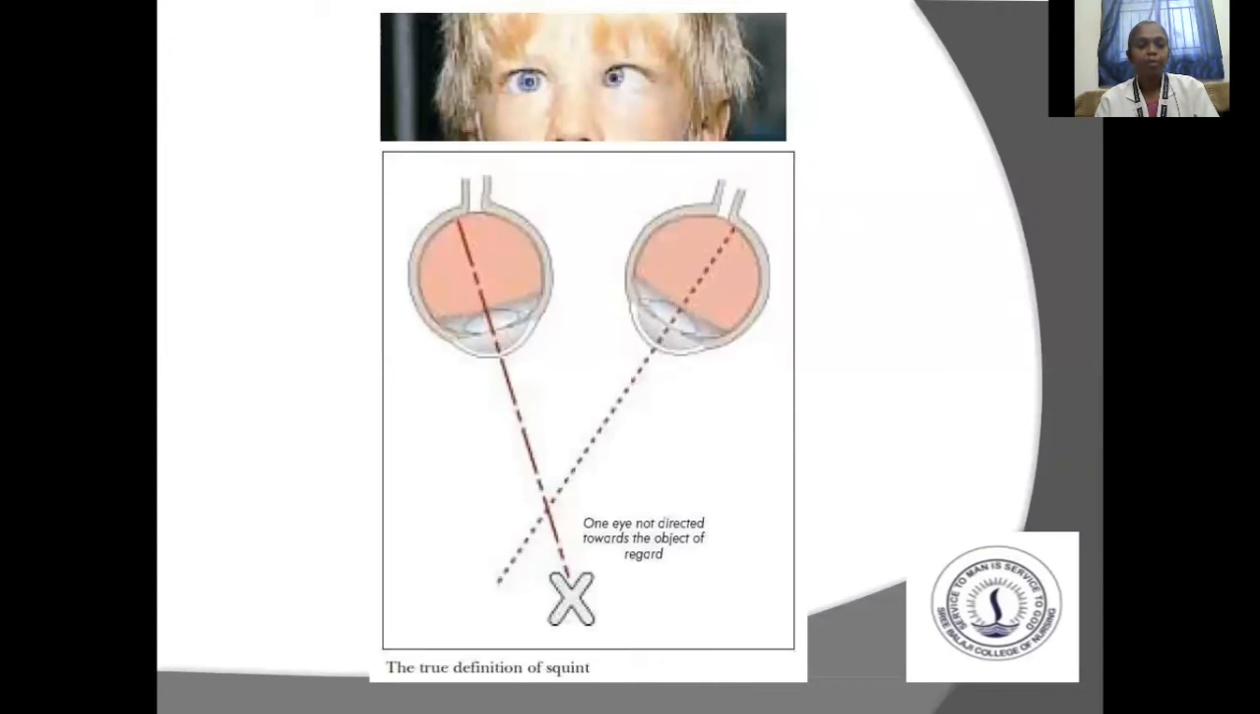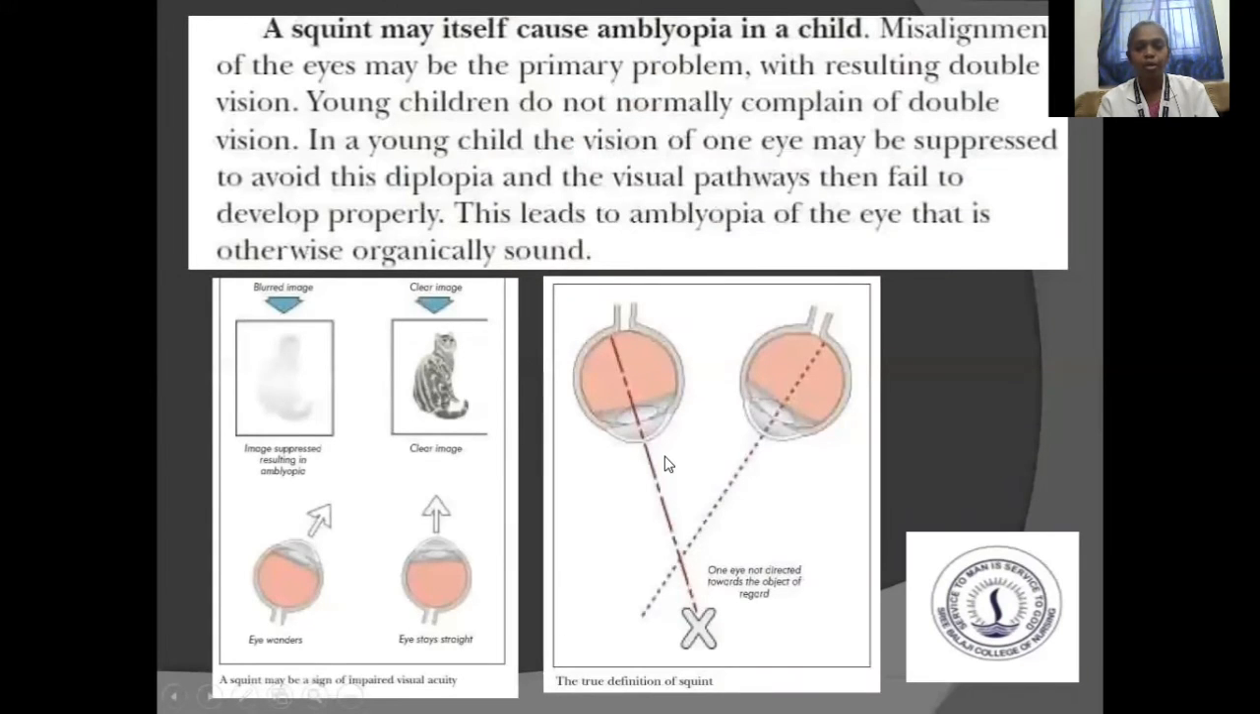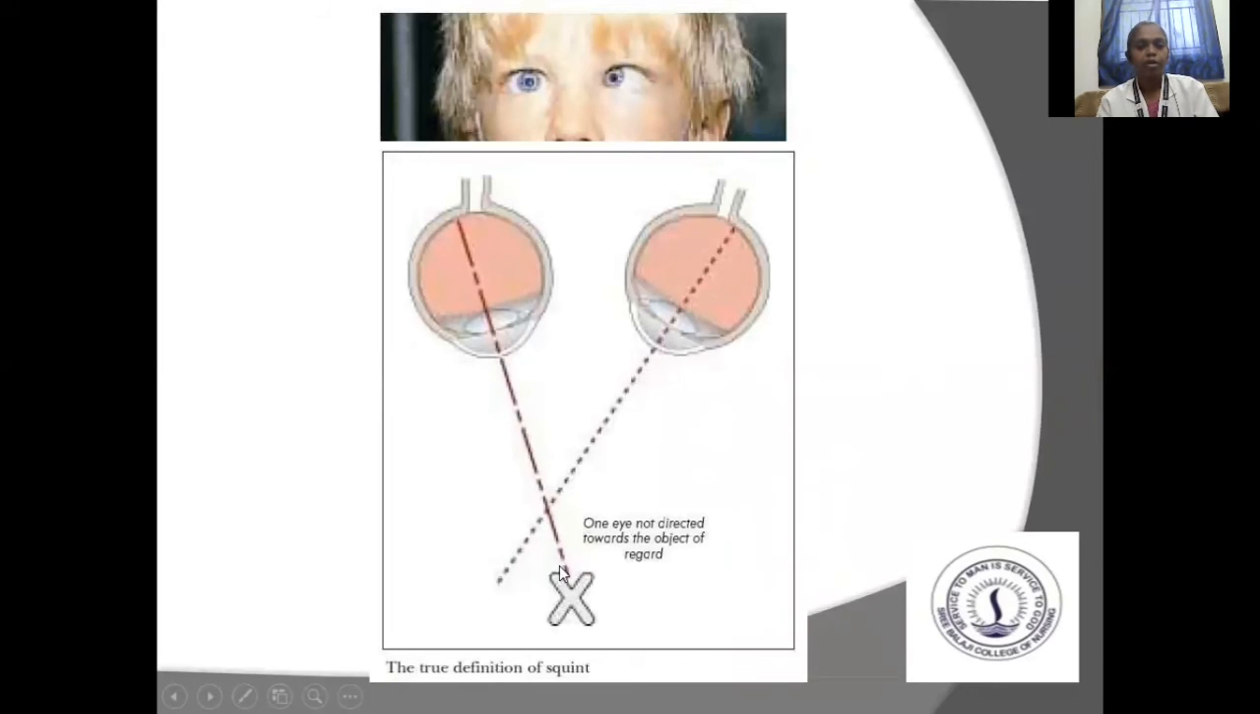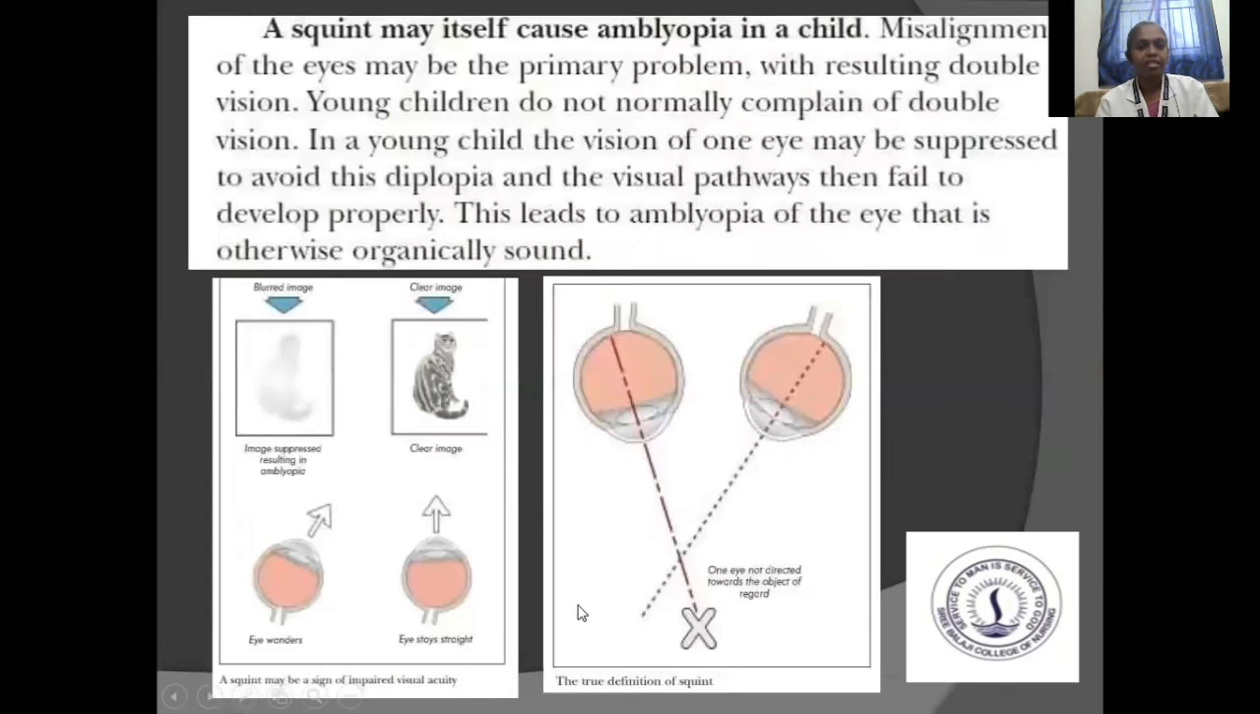Here is the typical picture of a squint eye. Here you can see both eyes are coming, but not meeting at the same point. Because of that, one eye is not directed towards the object. The object is here, so this one is supposed to meet here only. But see, this image is going beyond the object, so from one eye they'll have normal vision, from the other eye they won't. See, here it reaches the image properly, but here it's crossing the image. This is called a squint eye.